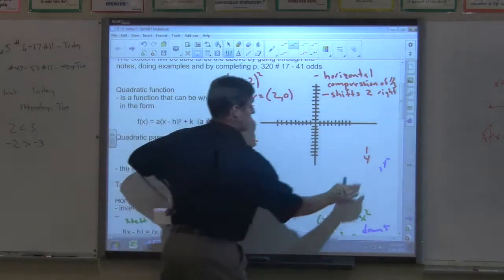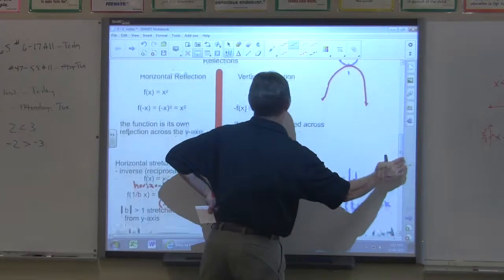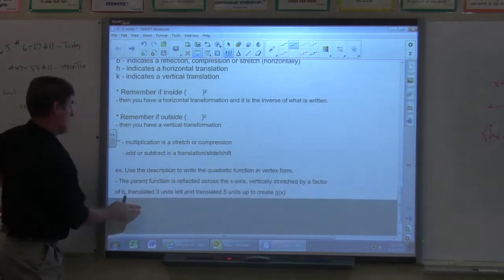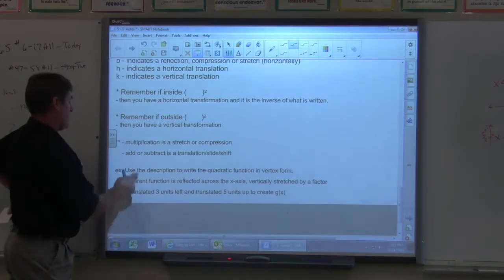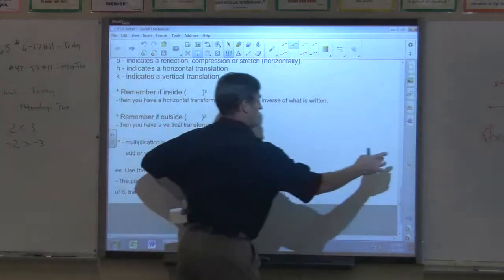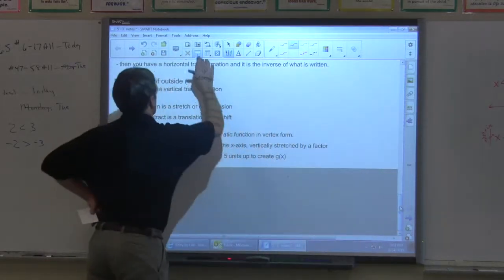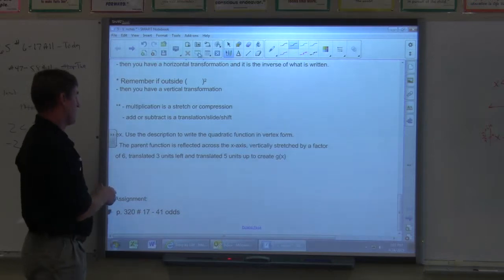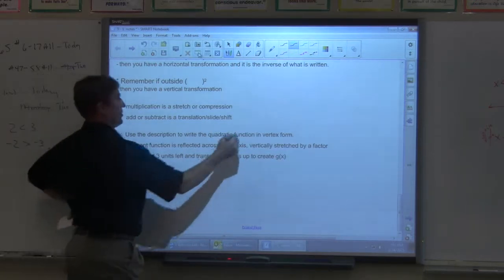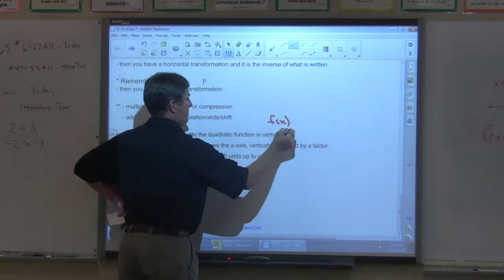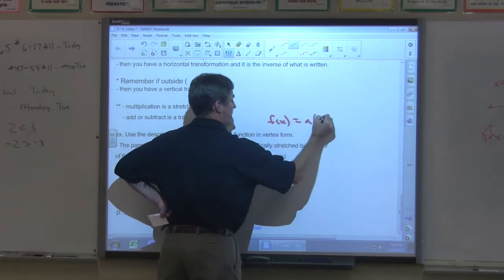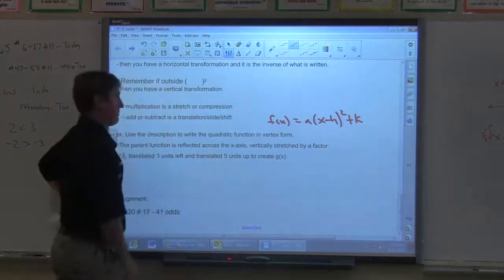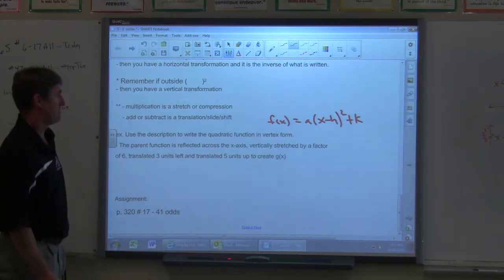Next, the last thing that you're going to have to do on this assignment is they're going to ask you to use the description to write a quadratic function in vertex form. So in this case, it says the parent, so we're going to have to take this function and put it in the form of a times (x minus h) squared plus k. All right?